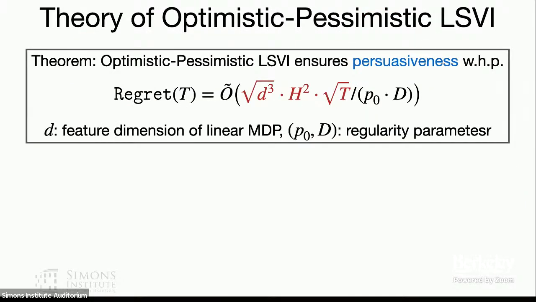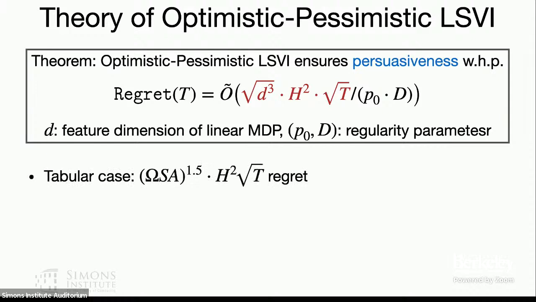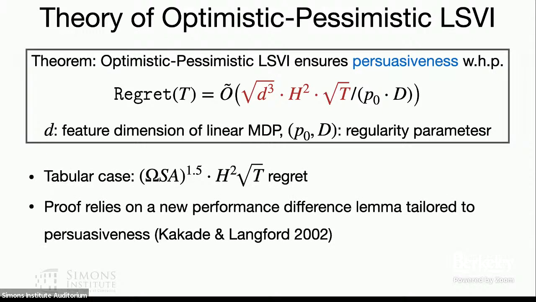As for theoretical results, they involve two aspects. The first one is that this algorithm ensures persuasiveness with high probability. And the second one is that it achieves a sublinear regret. And here in the regret bound, the first term is the same as in the standard LSVI-UCB paper. And there's an additional term, P0 and D, which comes from the regularity assumption of the prior distribution. And in the tabular case, that is, when the number of outcomes, states and actions are finite, we can also have a more explicit formula.